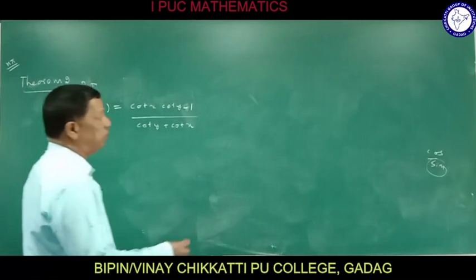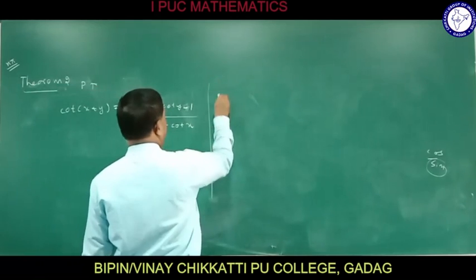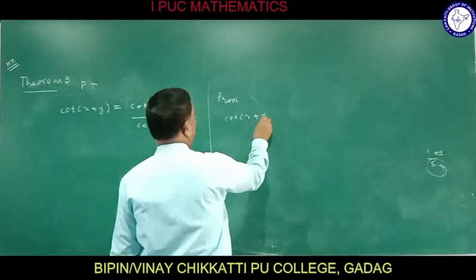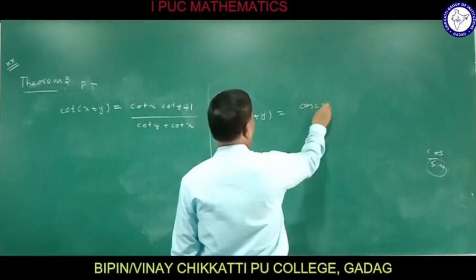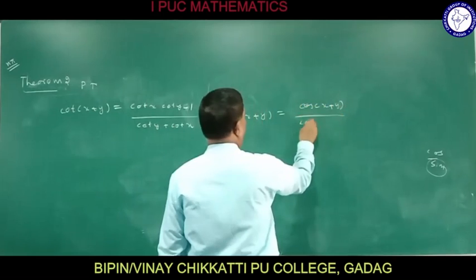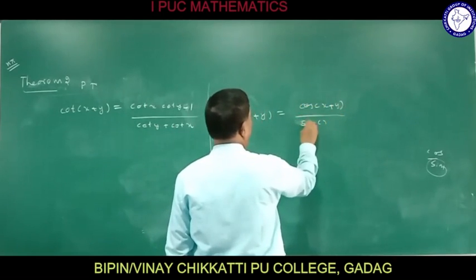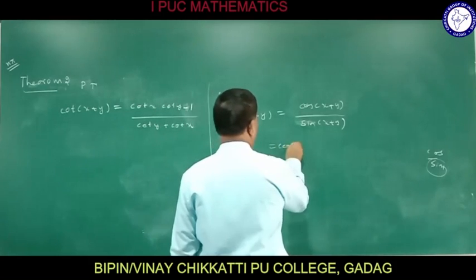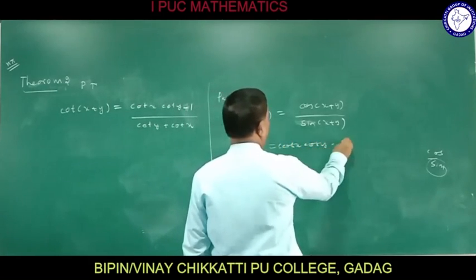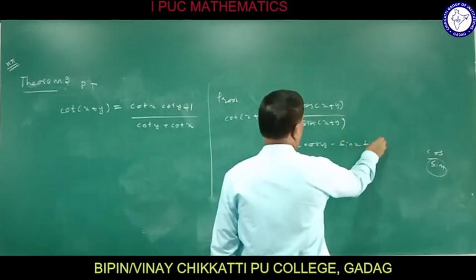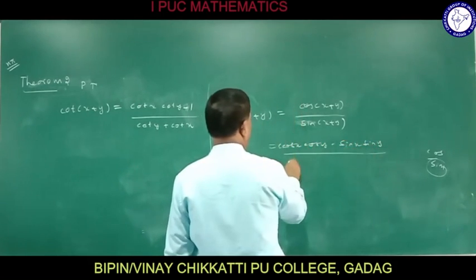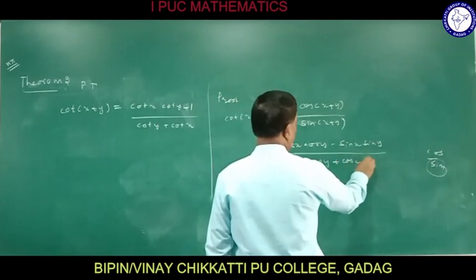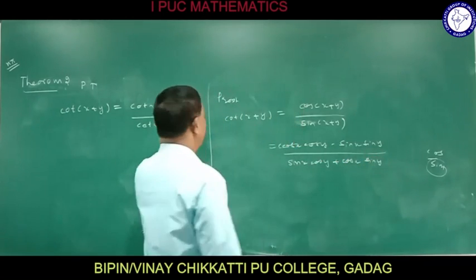So look here how to prove this, I am explaining. Cot of x plus y is equal to cos of x plus y divided by sine of x plus y. So what is the cos of x plus y formula? Cos x cos y minus sin x sin y divided by sin x cos y plus cos x sin y.